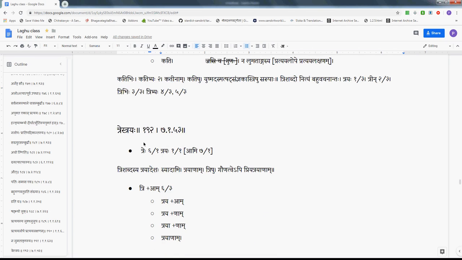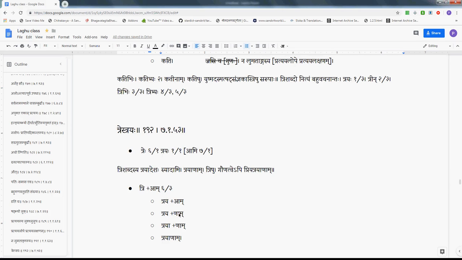Then we saw trestraya in the next one. Trestraya three, he took the three shabda. Three shabdasya traya deshaha syad ami. So three will become traya and once ami, only when ami. Everything else will be like hari, but three traya plus am. Once it becomes three plus am, it will become traya plus am and then traya anam. Actually, this should be reverse, I think.